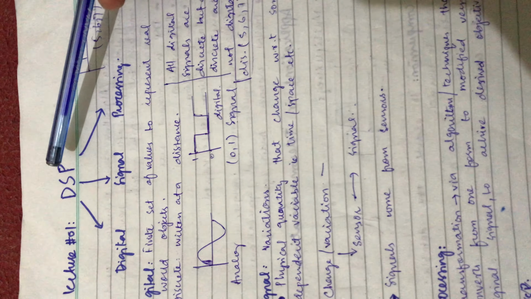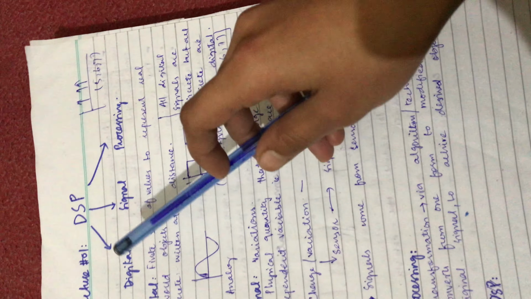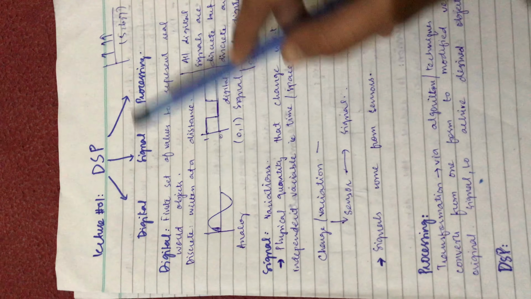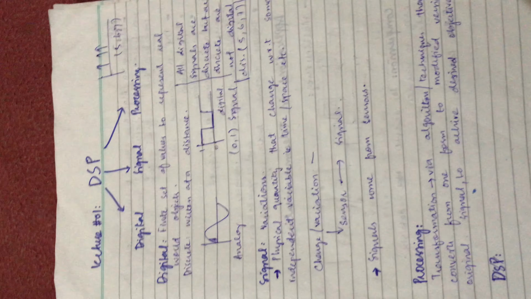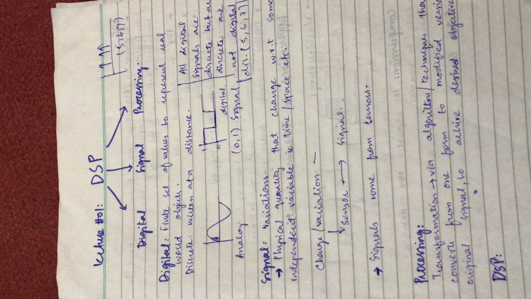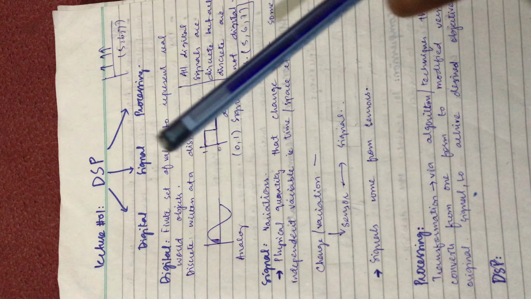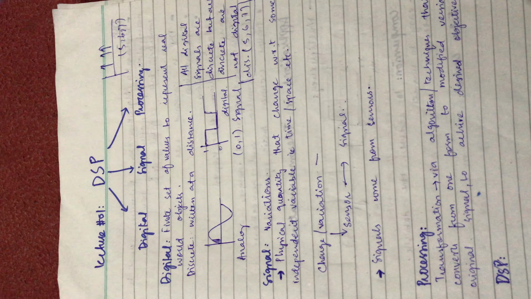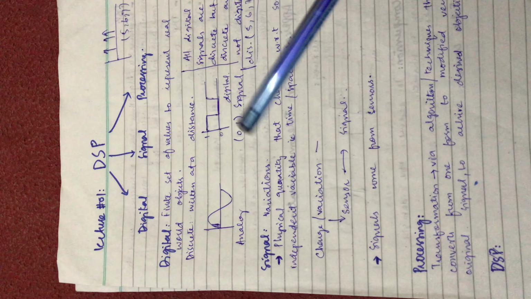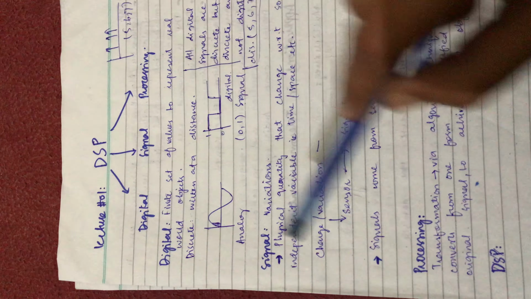What is DSP? DSP is the abbreviation of three words, which are digital signal processing. Digital is the finite set of values to represent real world objects. Its values are always in the form of zeros and ones, in the binary form. The next word is signal.